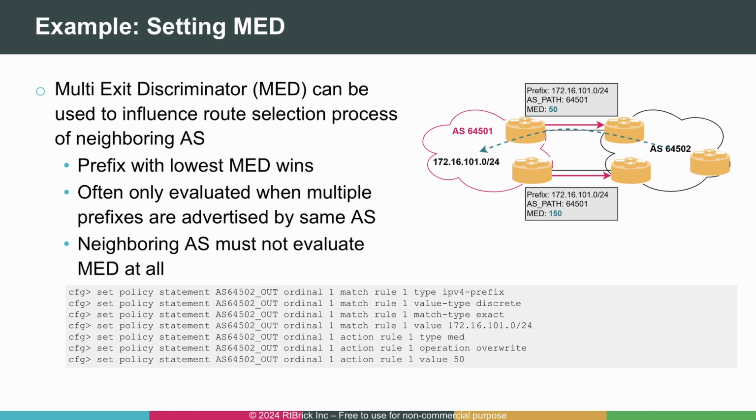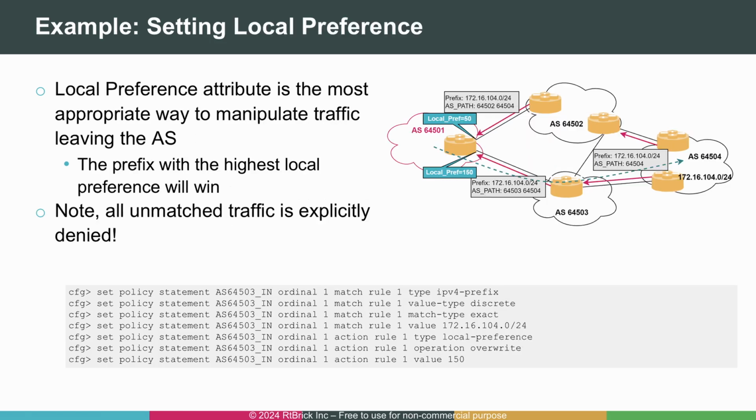The action rule is set to type MED, and we use the overwrite operation to assign a new value. If a MED value already exists for the prefix, you can also use operations like add, subtract, multiply, or divide to adjust it. Earlier in this section, we mentioned that the primary BGP attribute used to control outbound traffic from your AS is local preference. Unlike MED, local preference is only used on internal BGP sessions. Let's look at another scenario.